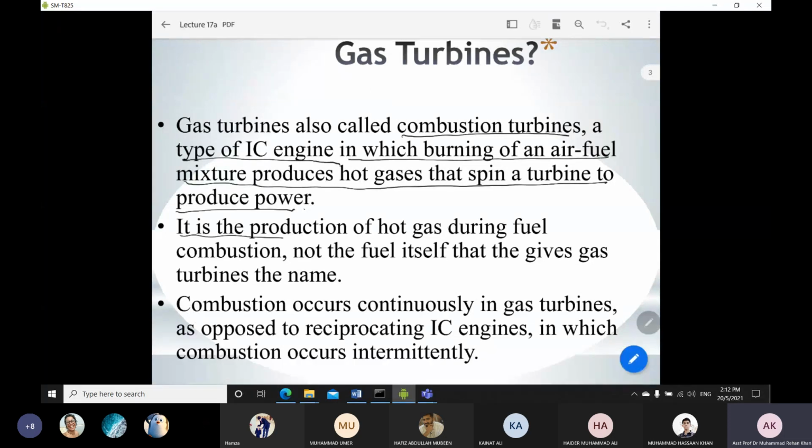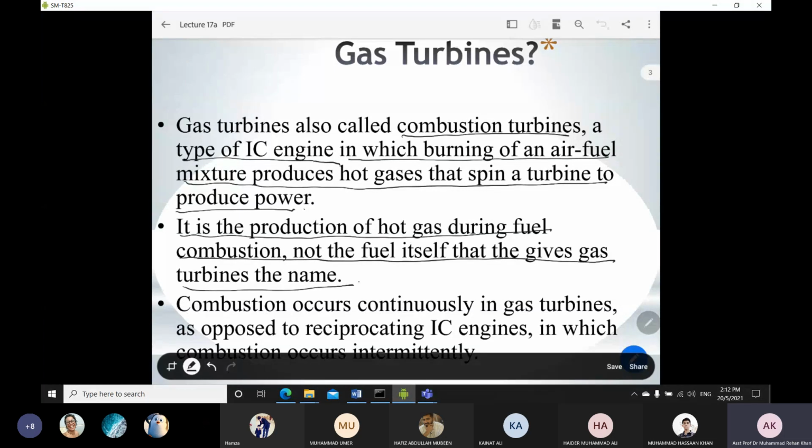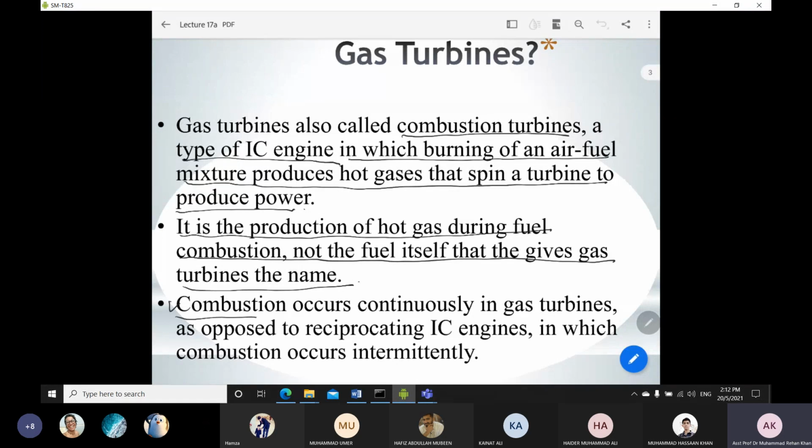It is the production of hot gases during fuel combustion, not the fuel itself, that gives gas turbines their name. Another important point is that combustion occurs continuously in the gas turbine, in comparison to the reciprocating IC engine, in which combustion occurs for some time.